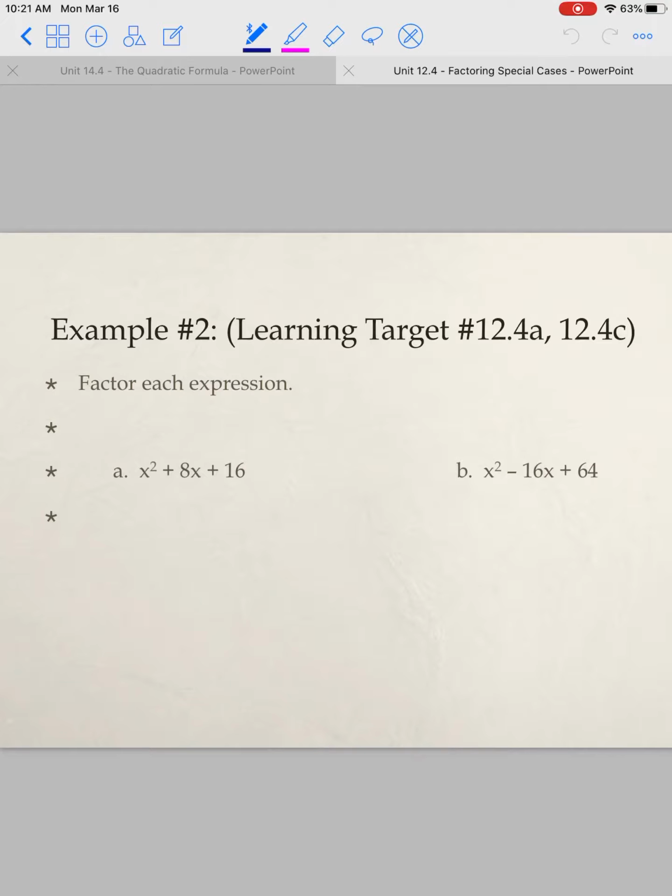All right, let's look at this one. Factors of 16 are 1 and 16, 2 and 8, 4 and 4. Same sign, and they're both positive.